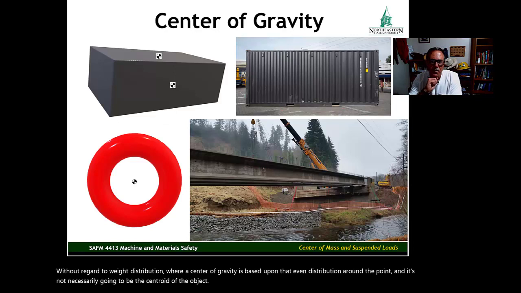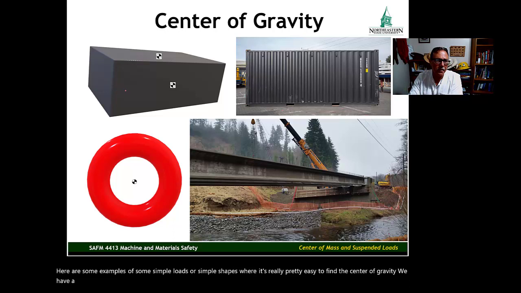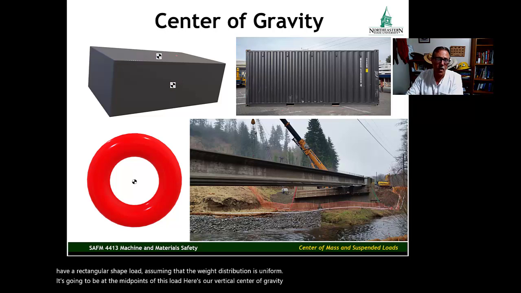Here are some examples of simple loads or simple shapes where it's really pretty easy to find the center of gravity. We have a rectangular shaped load, assuming that the weight distribution is uniform. It's going to be at the midpoints of this load. Here's our vertical center of gravity. Here's our horizontal center of gravity.